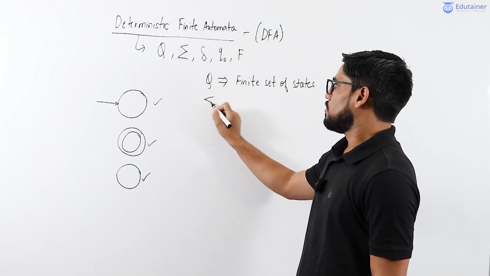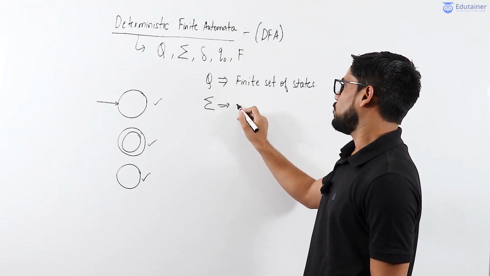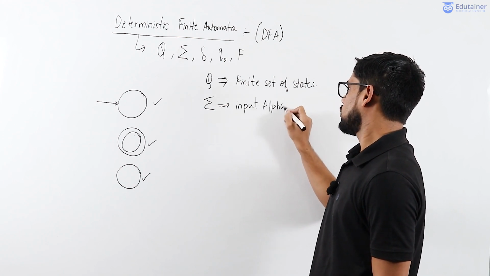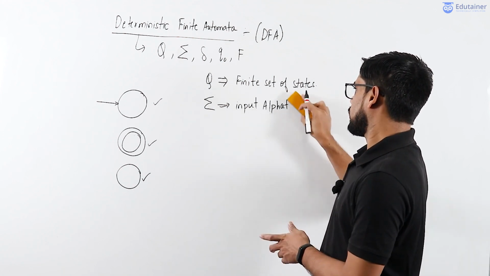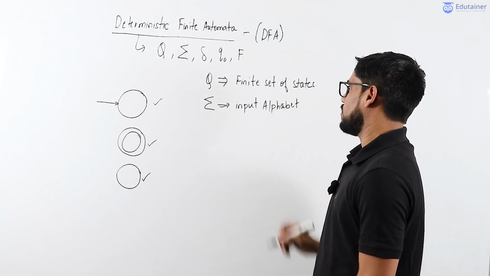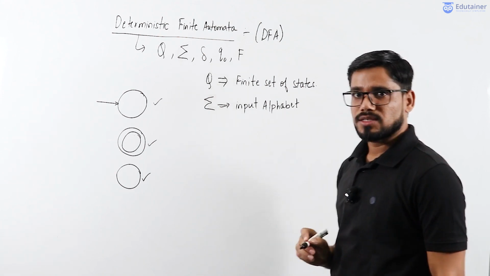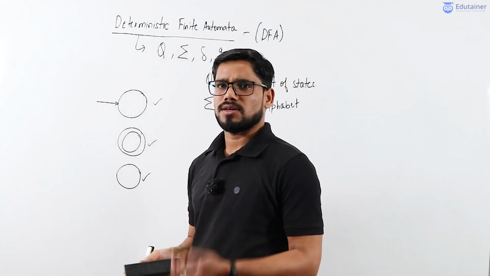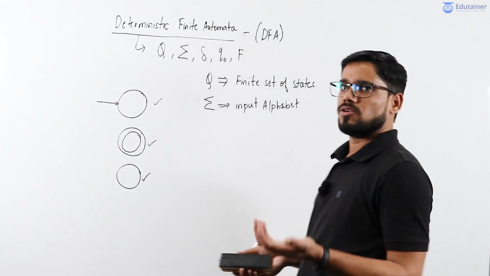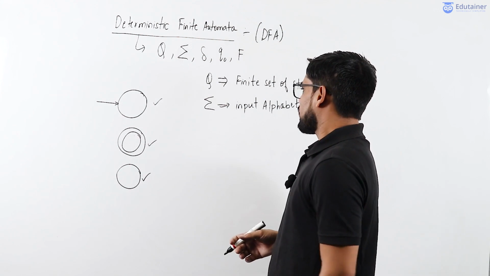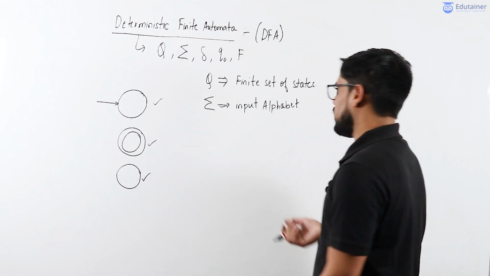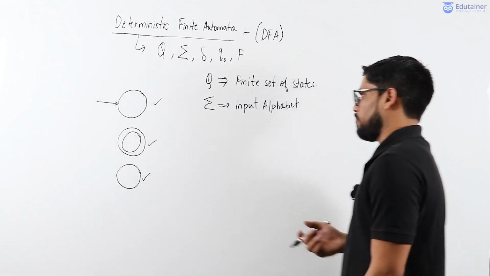The second symbol, sigma, is the input alphabet. If you remember, in the first video discussing the 4 pillars of theory of computation, I mentioned the word alphabet. Alphabet is a collection of symbols. A symbol is a small a, small b, a letter or a digit. So the input alphabet can be small a, small b, small c and so on.